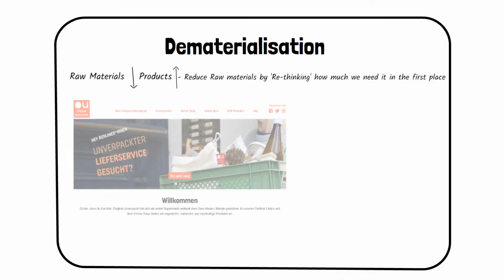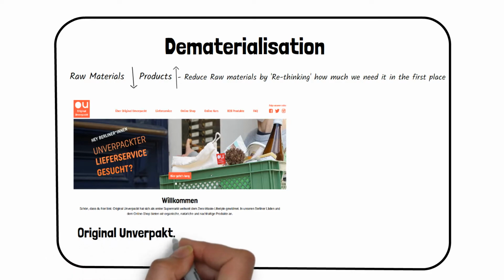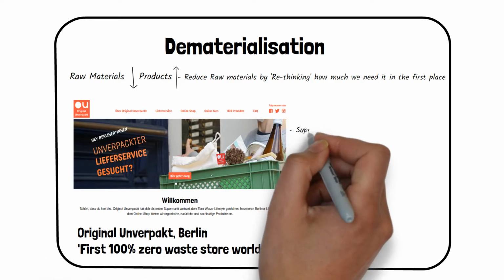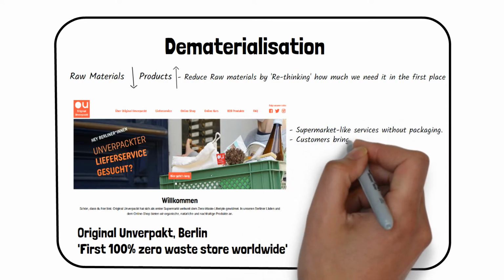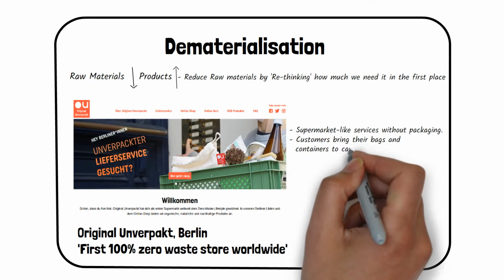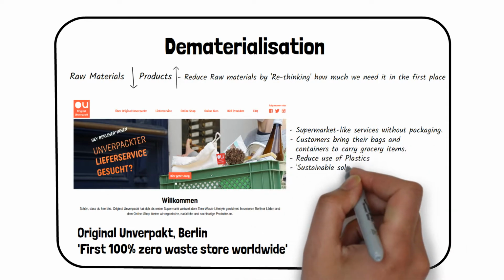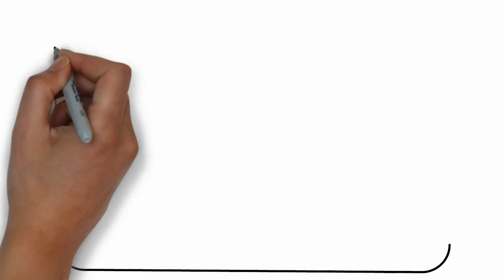One great example is the supermarket called Original Unverpackt. Located in Berlin, it is the first 100% zero waste store worldwide. The store offers supermarket-like services without packaging. The customers bring their own bags and containers to carry grocery items. With 8 million plastics waste landing every year in sea, Original Unverpackt is working towards a sustainable solution by cutting down the use of plastics through dematerializing packaging completely.